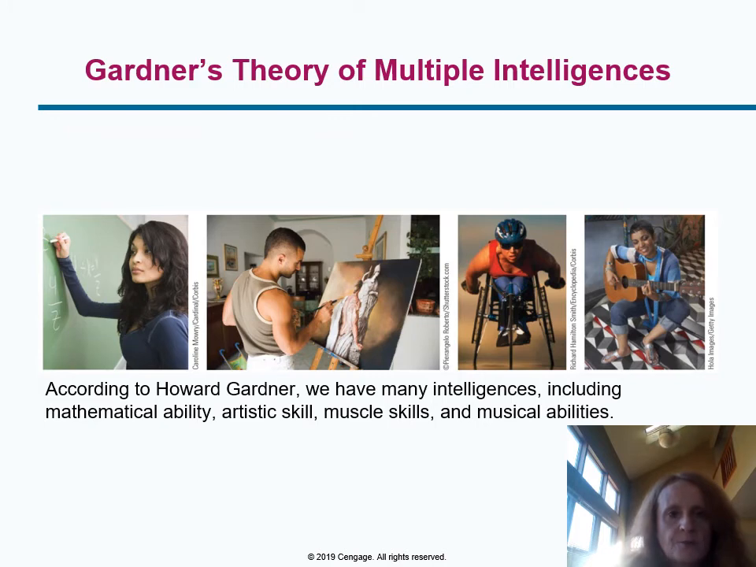Gardner's theory of multiple intelligences. Howard Gardner argued that people have many independent types of intelligence, including social attentiveness, musical abilities, and motor skills. However, so far, no one has demonstrated that different types of intelligence are independent of one another.